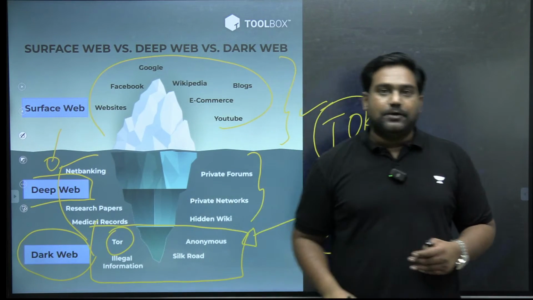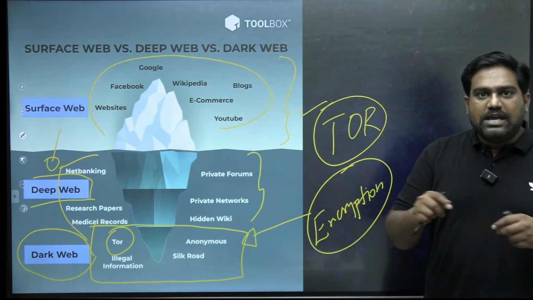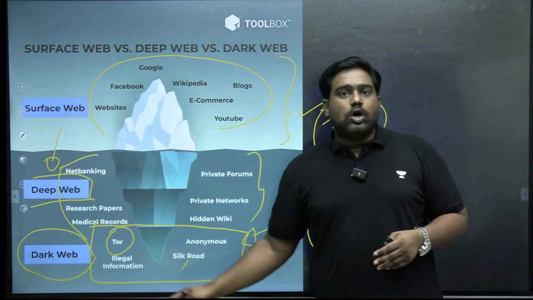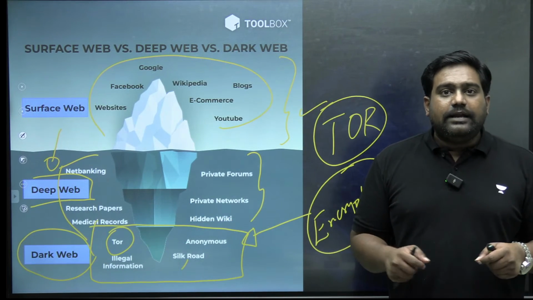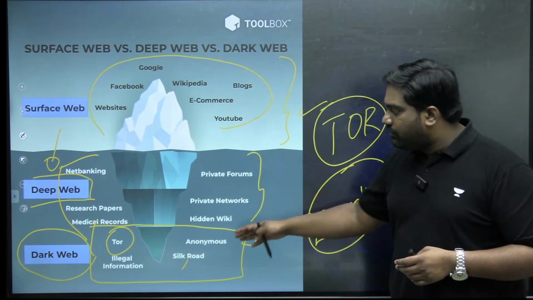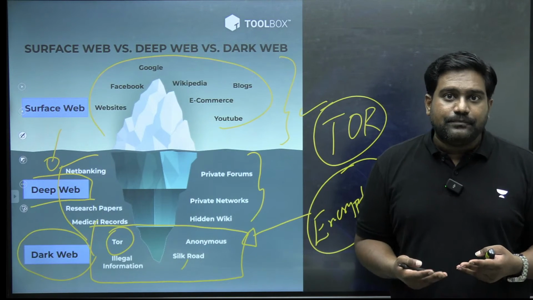The onion router. Just like an onion is made up of multiple layers, you keep on peeling each layer, you enter one more layer. Similarly, Tor, the onion router, has multiple layers of encryption. So to enter the dark web, you need to peel those layers of encryption. That's why it's named the onion router.